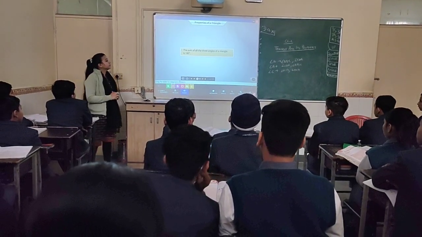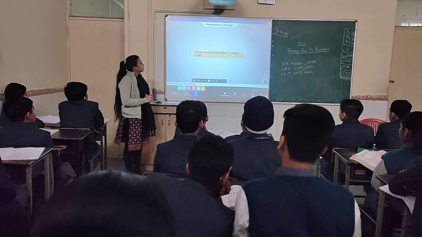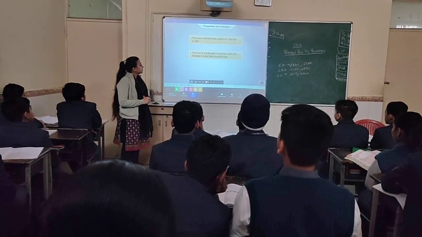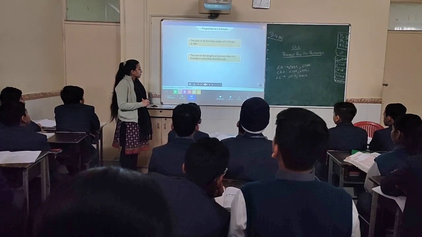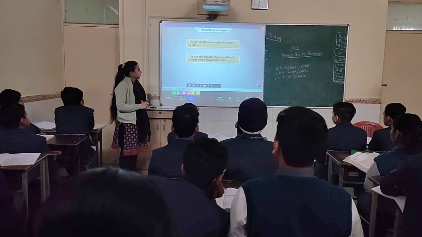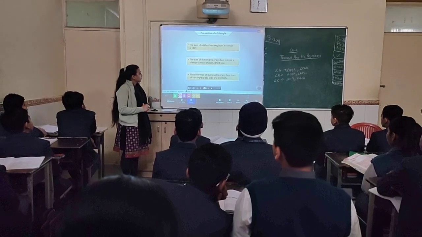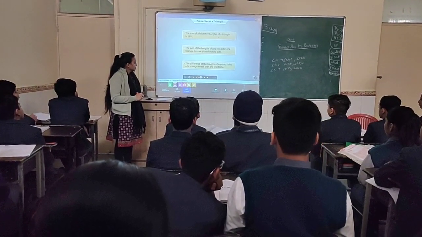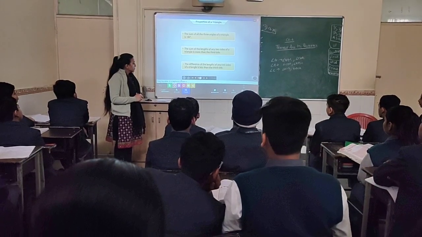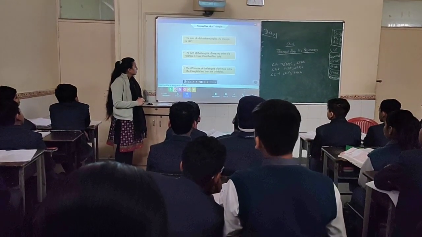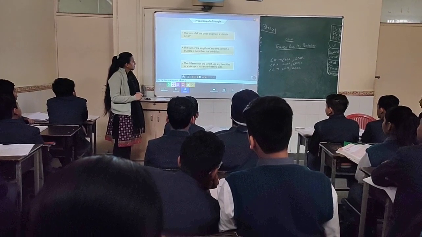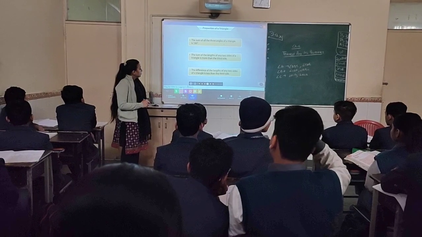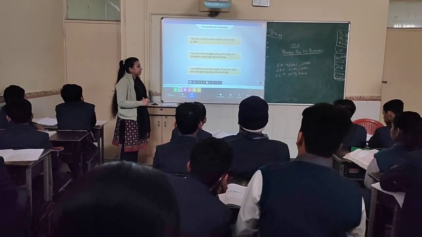The sum of all the three angles of a triangle is 180 degrees. The sum of the lengths of any two sides of a triangle is more than the third side. The difference of the lengths of any two sides of a triangle is less than the third side. Triangles are further divided into 6 types depending on their lengths and angles. Let us know what they are.